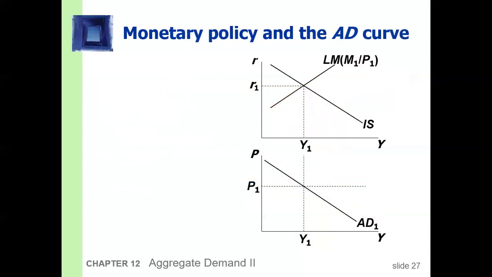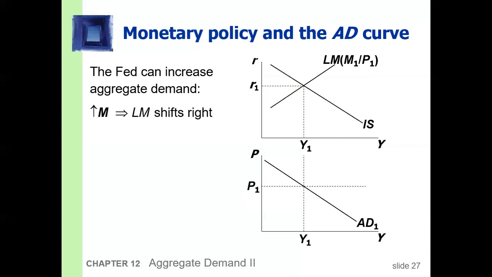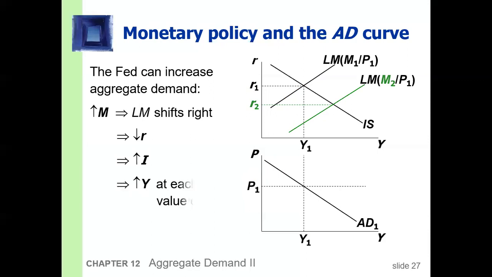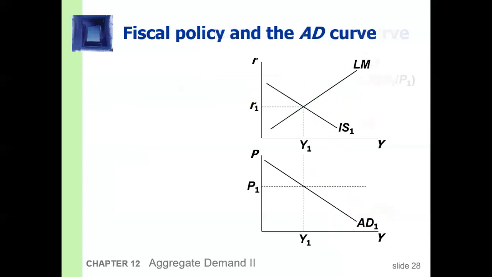The monetary policy and the aggregate demand curve. The Fed can increase the aggregate demand by increasing the money supply, so in this case the LM curve shifts to the right. What will happen then? The interest rate will decrease. When the interest rate decreases, investment will increase, and when investment increases, the output and the income at each value of price will increase, from Y1 to Y2. So we can see here the shift in the aggregate demand curve. This is the monetary policy.